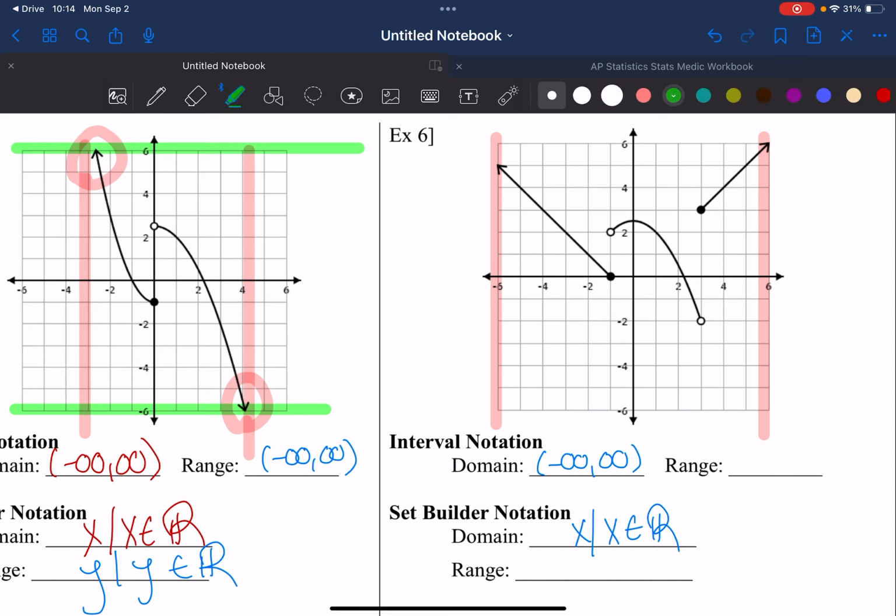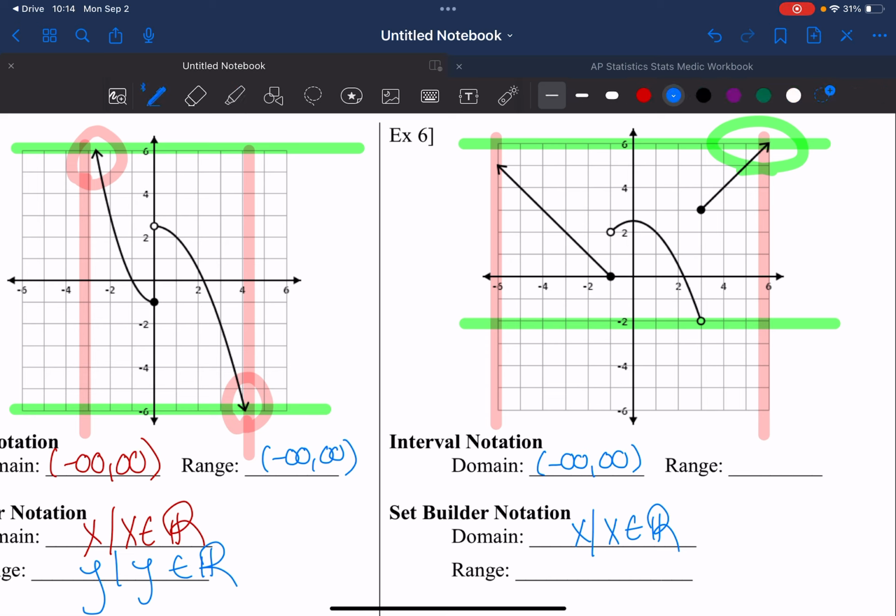And then for range, we have that it starts here at -2, and it goes all the way up to infinity because of that arrow. And since that -2 has an open circle, we know that it's not included, so parentheses, so -2 to infinity. And this is another way of saying all numbers bigger than -2, so y such that y is greater than -2.